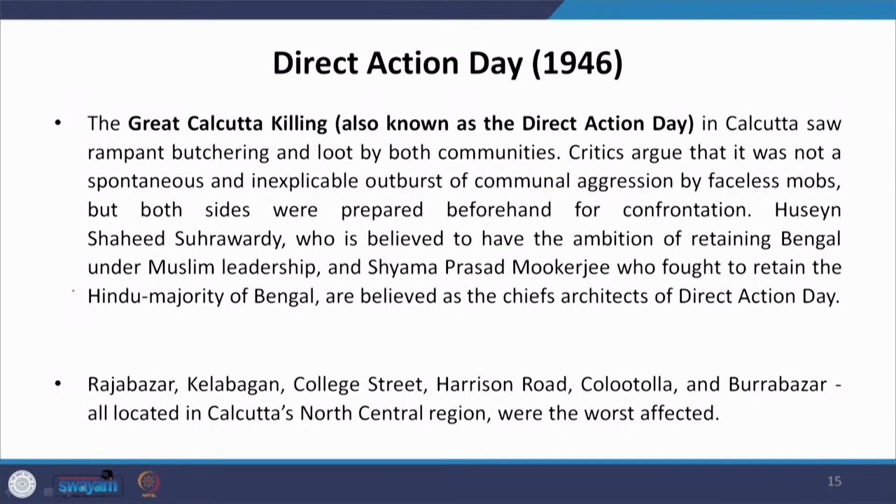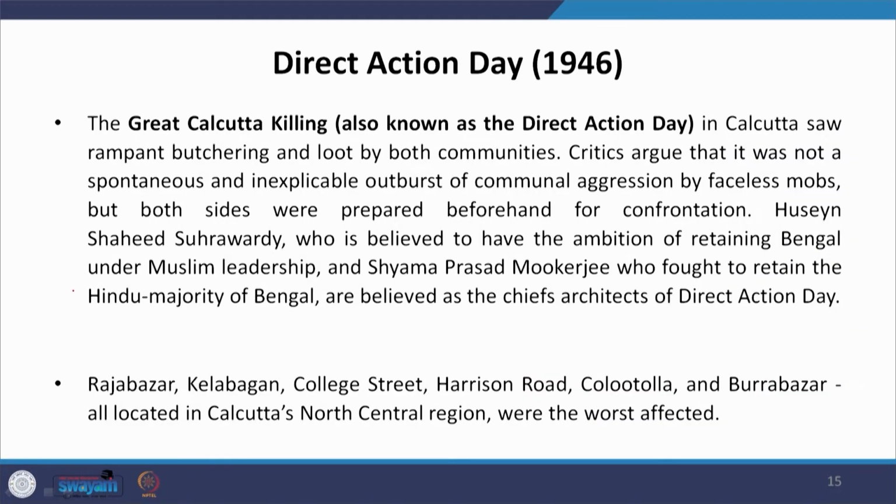So, here we see in the case of Direct Action Day, there were hardly riots, and when historians study this chapter of history, they understand that it is a pogrom. Hussain Shahid Sohrawardi, who is believed to have the ambition of retaining Bengal under Muslim leadership, and Shyama Prasad Mukherjee, these two leaders were thought to be the chief architects of Direct Action Day.